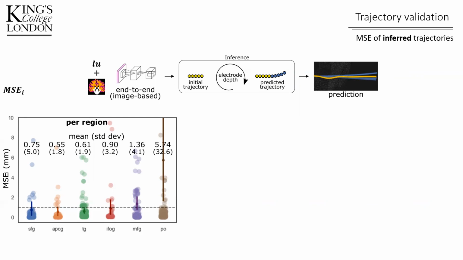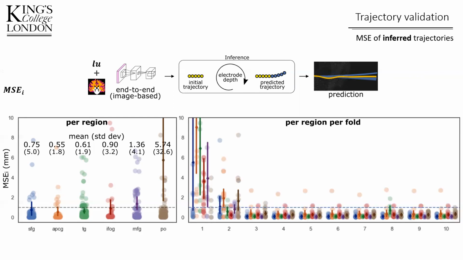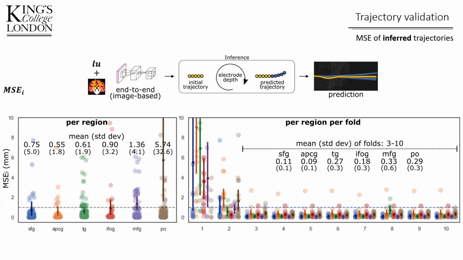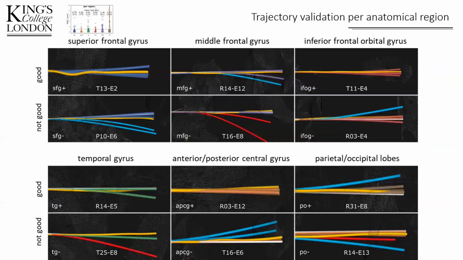When we look at the performance across regions and folds, we noted that the first and second folds were not as good as the rest of the folds. If we consider only the remaining 8 folds, the means across regions are considerably reduced.